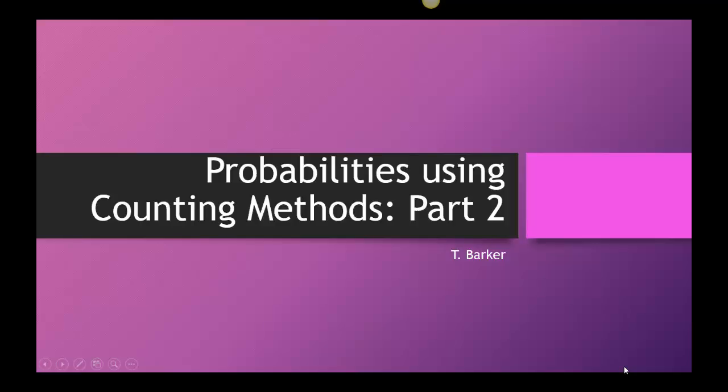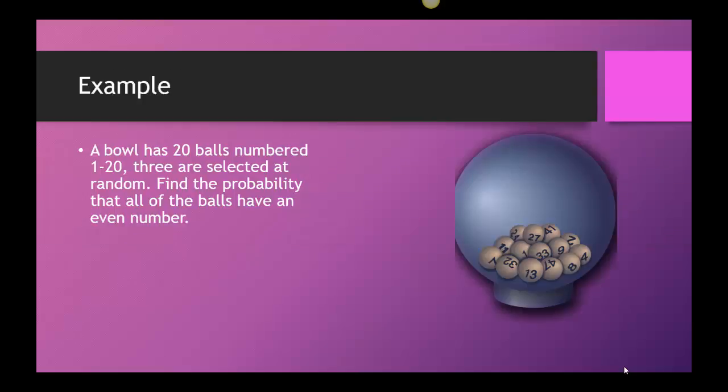This is part 2 of our probabilities using counting methods videos. Okay, so here's our new example. Let's say we had a bowl and it had 20 balls that were numbered 1 through 20. So all of them were different. We're going to select 3 at random. And what we want to know first is what's the probability that all 3 of them have an even number?